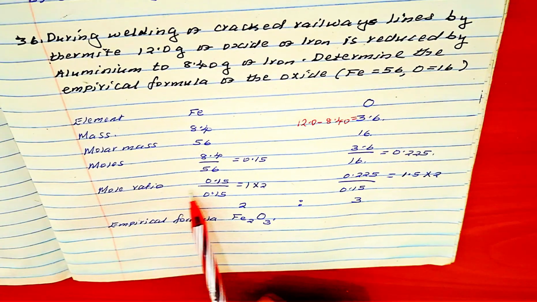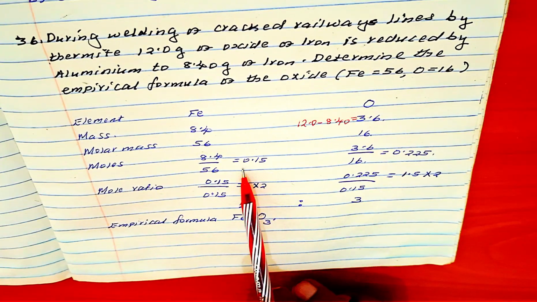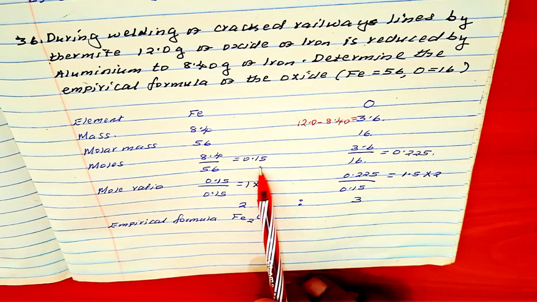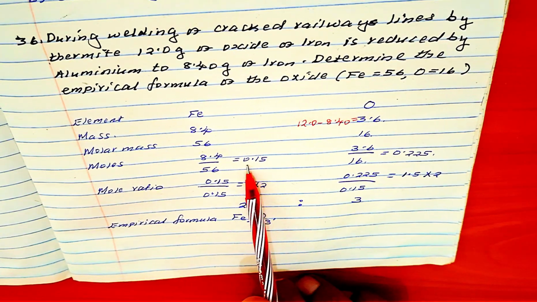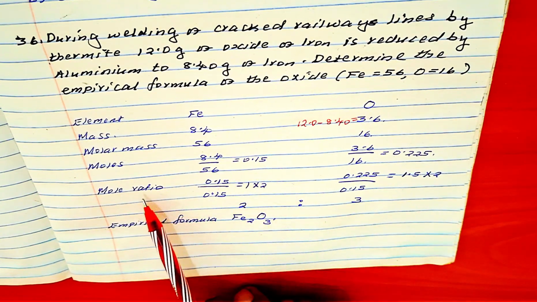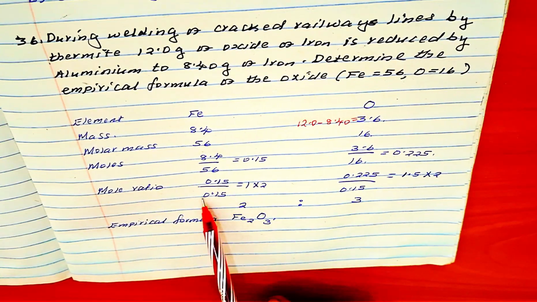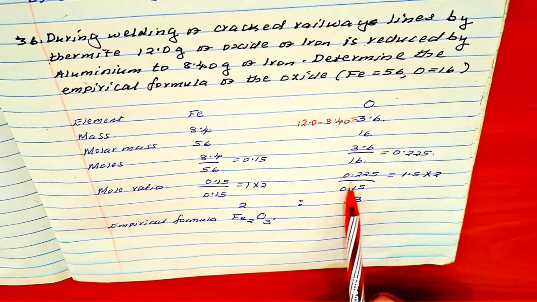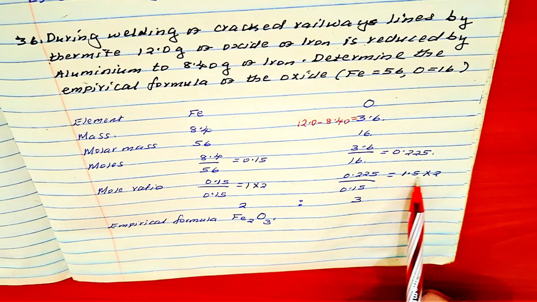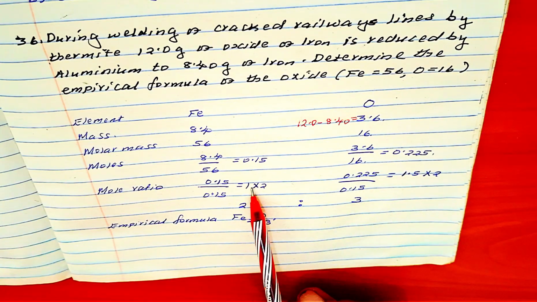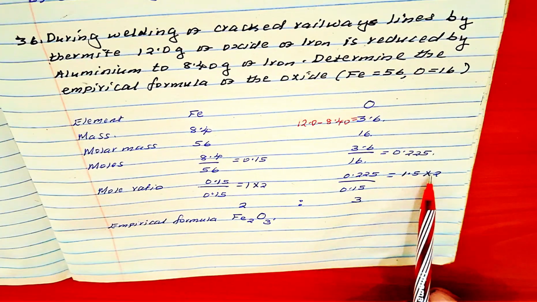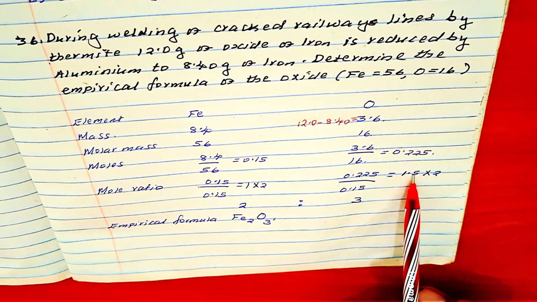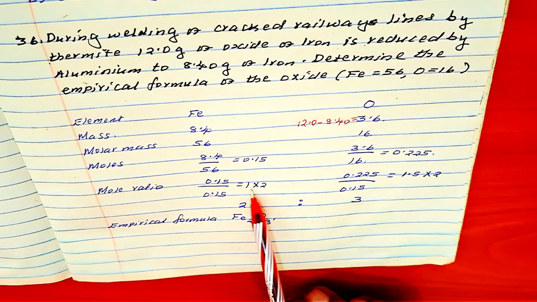The mole ratio, we find the smallest between 0.15 and 0.225. So the smallest is 0.15. So we divide both by 0.15. So this will be 0.15 divided by 0.15, we get 1. 0.225 divided by 0.15, we get 1.5. Now, the mole ratio is 1 to 1.5. How do we make it a whole number? We multiply by 2. So 1.5 by 2, we get 3. 1 by 2, we get 2.